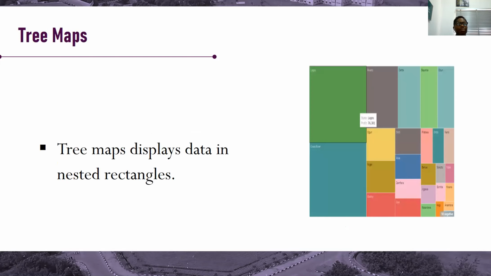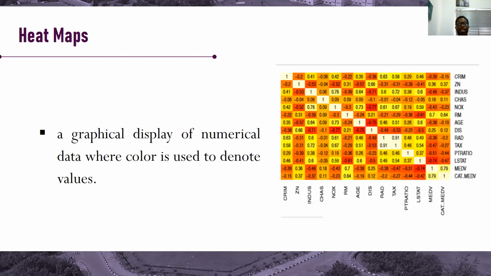Then for the tree maps, it is also the same. But instead of using the circle, we are going to use a rectangle. So the size of the rectangle is determined by the measures that we want to capture and display. So that's what we do there.